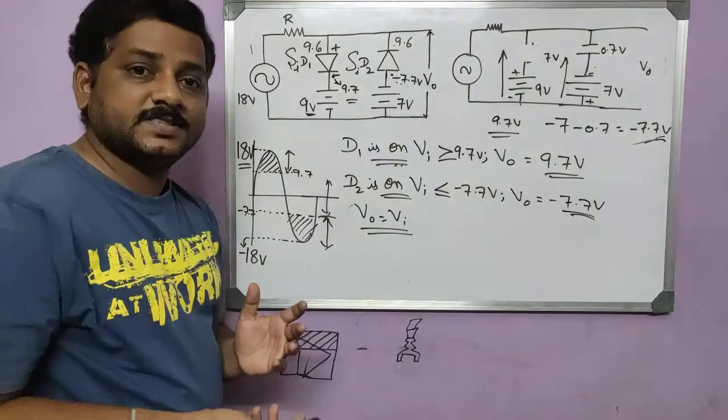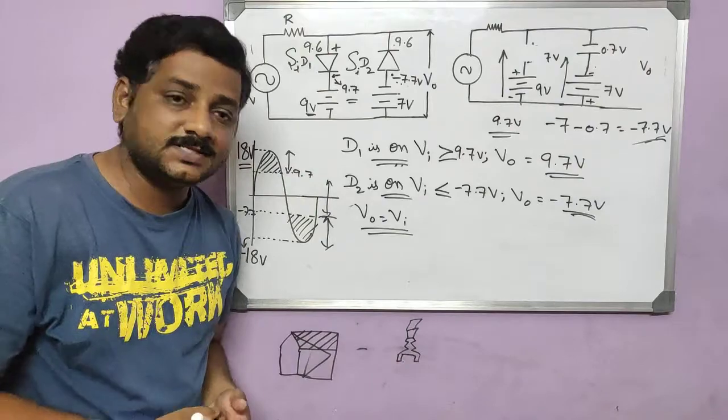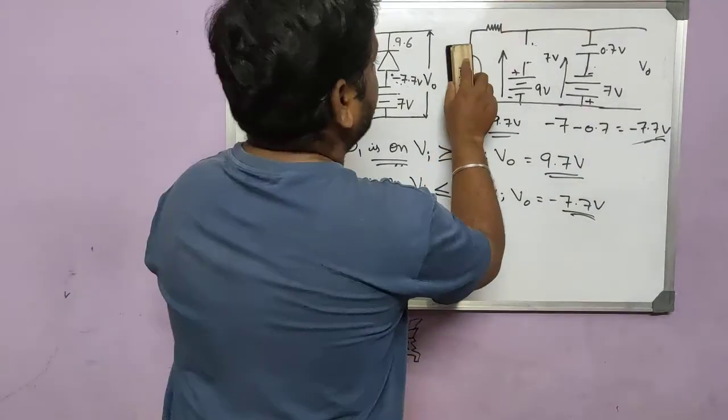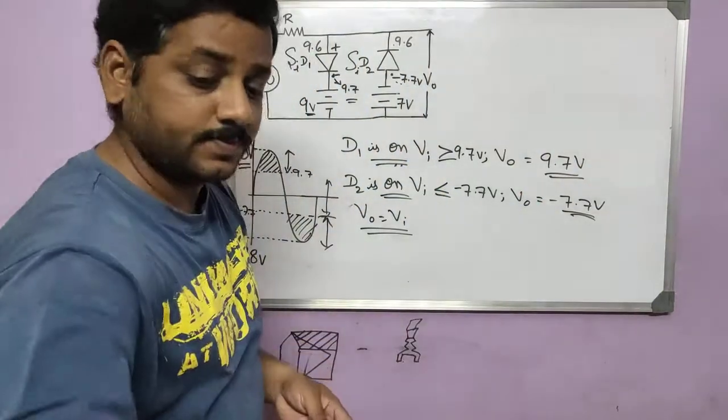Now if you want to represent it in the form of an output waveform and a transfer characteristic, let's see how to draw it. So let us represent the output waveforms now. To do that, let me take this picture, this positioning over there.